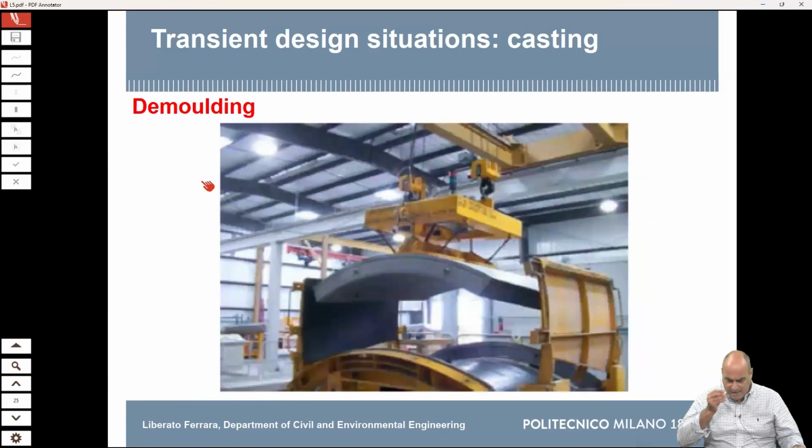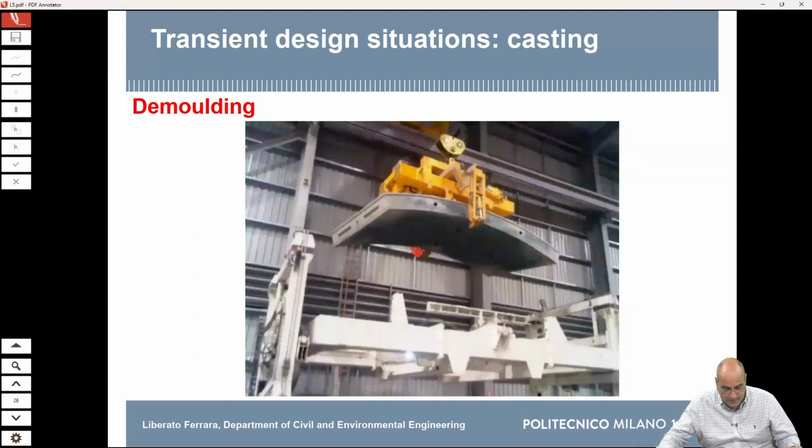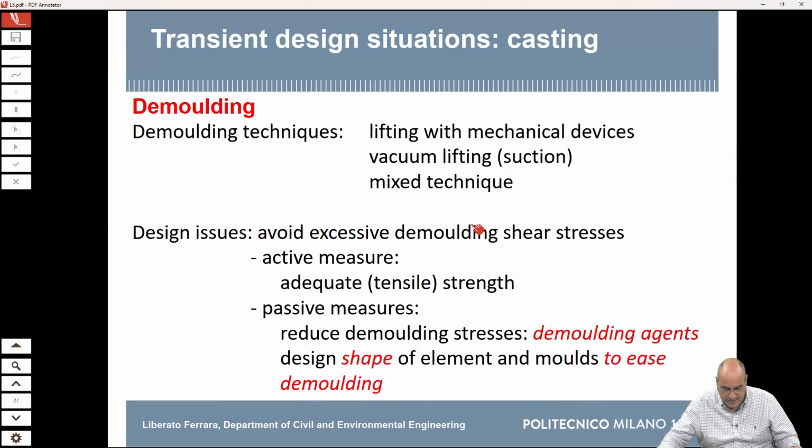And these are some examples. You see, with these tunnel segments, you have this device here, which actually creates vacuum. It creates a suction, and you can lift your segment, or you can have this. You can see here there are these lifting hooks, in a sense.